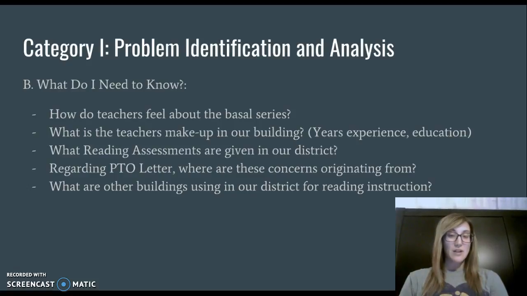What reading assessments are given in our district, and how are we using those scores to drive instruction? And regarding the PTO letter that was received by the PTO president, where are their negative concerns originating from, and how can we reverse that negative perception? And what are the other buildings in our district using for their reading instruction? So I'd like to find that out to proceed.